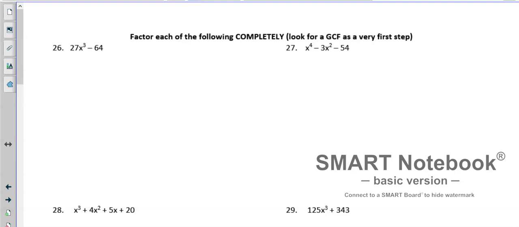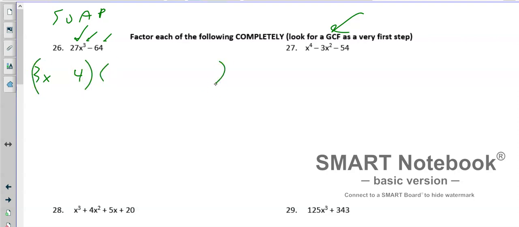All right, now we're going to factor these. Always look for a GCF first. All right, so all these numbers are perfect cubes. So we're doing SOAP. The cube root of 27 is 3. The cube root of x cubed is x. And the cube root of 64 is 4. Not putting the signs in until the end.